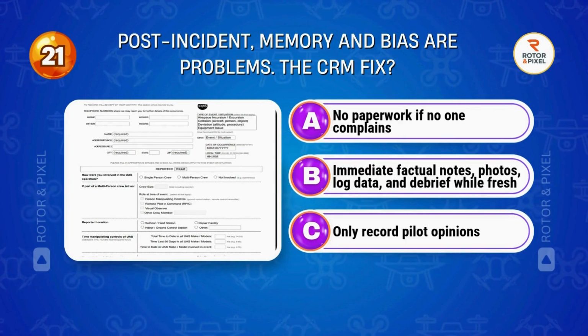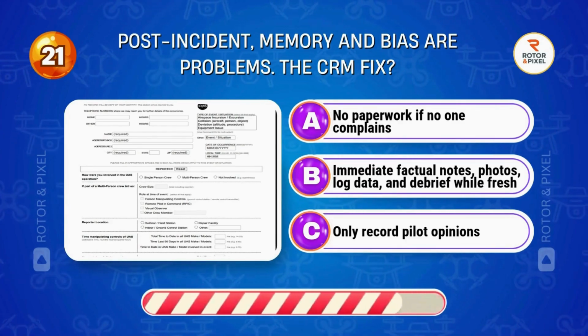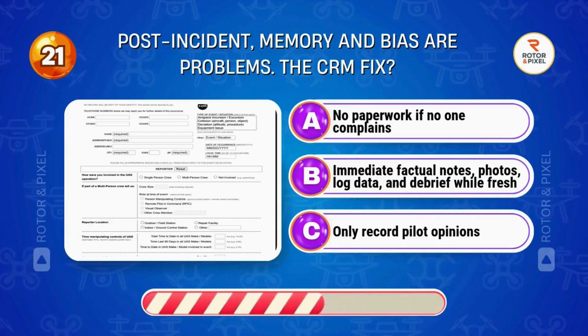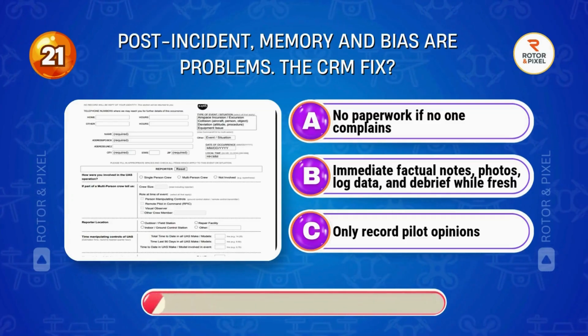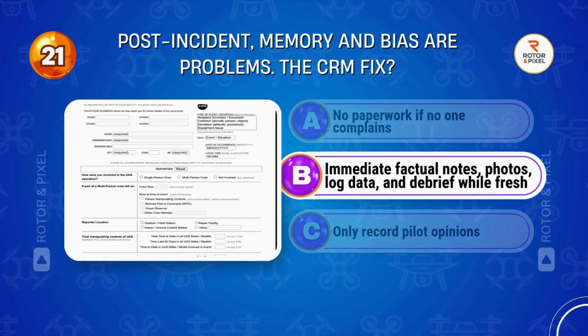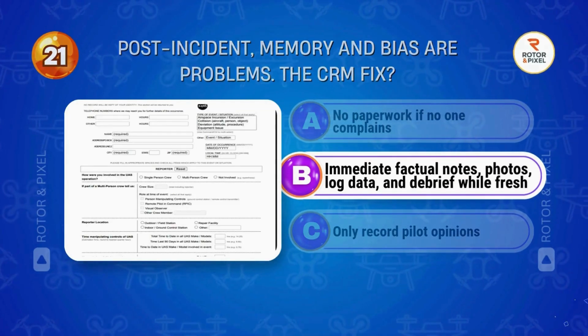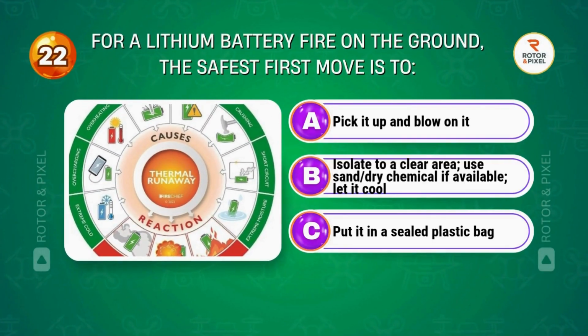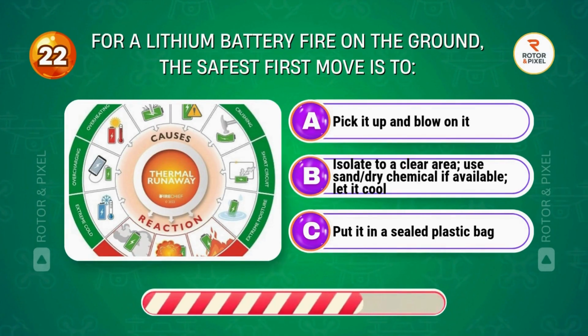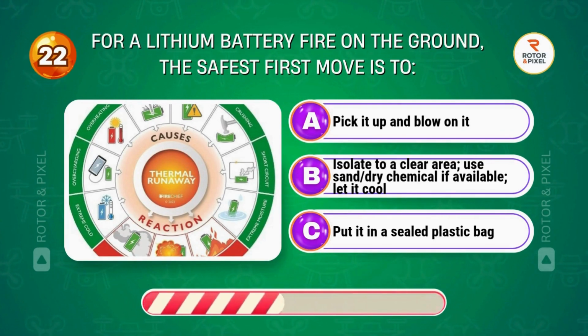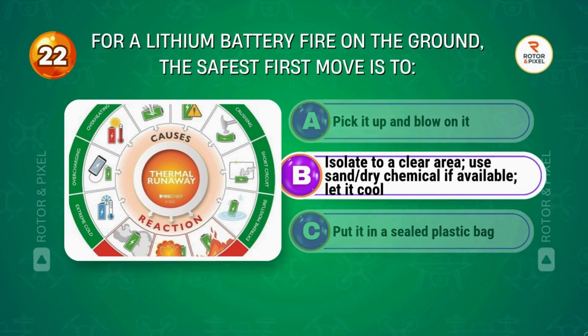Post-incident memory and bias problems. The CRM fix? Answer B, immediate factual notes, photos, log data, and debrief while fresh. For a lithium battery fire on the ground, the safest first move is to... Answer B, isolate to a clear area. Use sand/dry chemical if available.